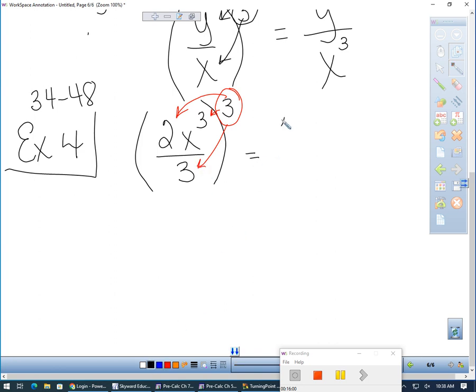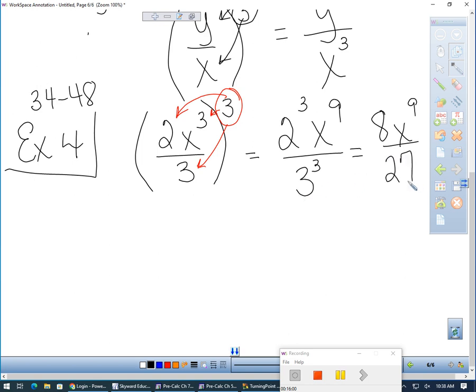That means I'm going to have 2 to the third, x to the third raised to the third. What do I do with those exponents? Times them. Good. Over 3 to the third. Now we got to simplify those numbers, right? 2 times 2 times 2 is 8. X to the 9th. Over 3 times 3 times 3, which is 27. Good. Not too bad. All right.